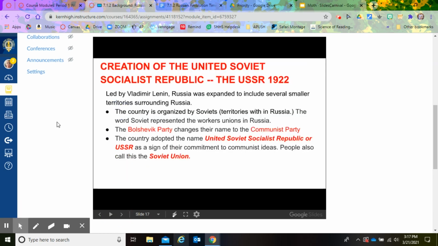Now we have the creation of the United Soviet Socialist Republic, or the USSR, in 1922. Led by Vladimir Lenin, Russia was expanded to include several smaller territories surrounding Russia. The country is organized by Soviets, or territories within Russia. The word Soviet represented the workers' union in Russia, and the Bolshevik Party changed their name to the Communist Party. The country adopted the name United Soviet Socialist Republic, or USSR, as a sign of their commitment to communist ideas. People also called this the Soviet Union.